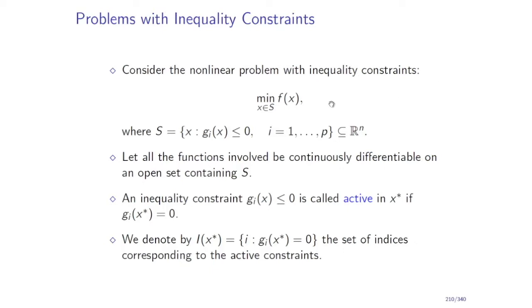The problem with inequality constraints looks like this. We want to minimize the function f of x, subject to x belongs to the set S, and the set S is given by the set of all x's such that gi of x is less than or equal to 0. So in this case, we just have inequality constraints. We don't have the equality constraints. But a little later, we'll consider the more general situation when we have both equality and inequality constraints.